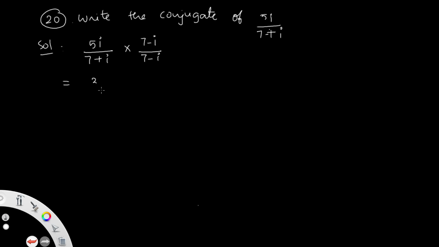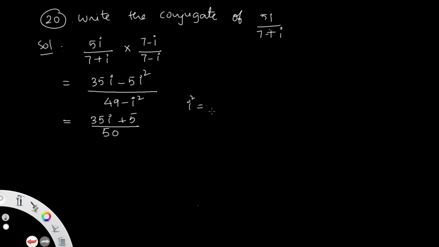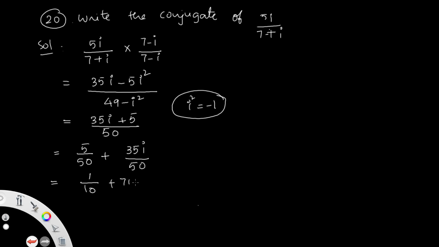That means 35i minus 5i square, divided by (a plus b) into (a minus b), which is 49 minus i square. That is nothing but 35i, and i square is minus 1, so it becomes plus 5. In the denominator, 49 plus 1 equals 50. Why? Because i square equals minus 1. Separating, the real part is 5 by 50 and the imaginary part is 35i by 50. That means 1 by 10 plus 7i by 10.